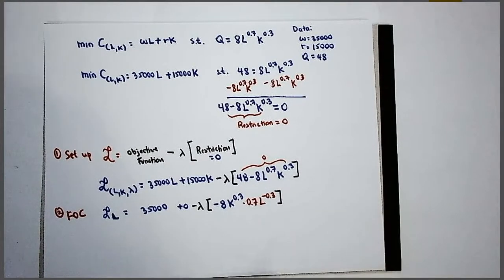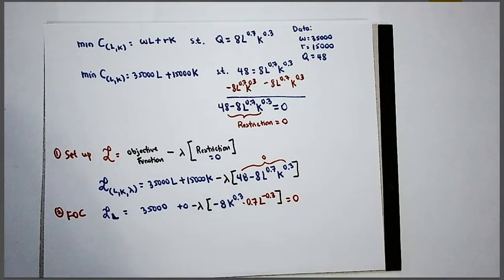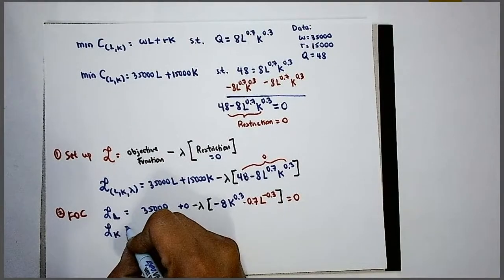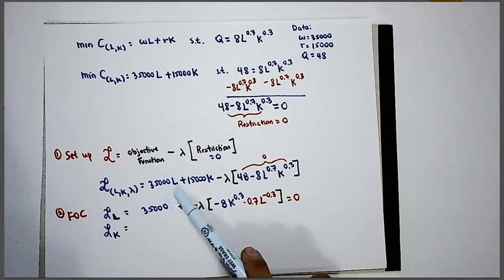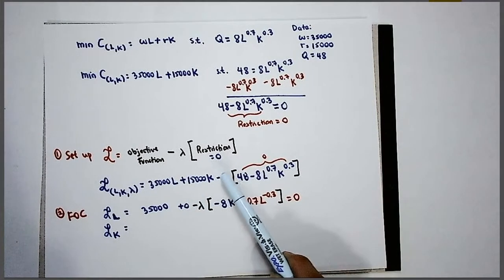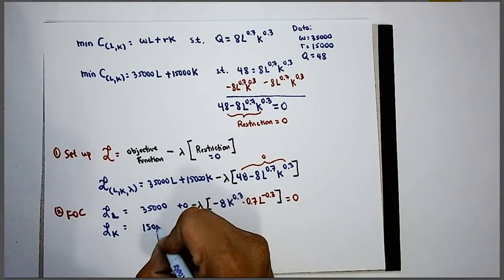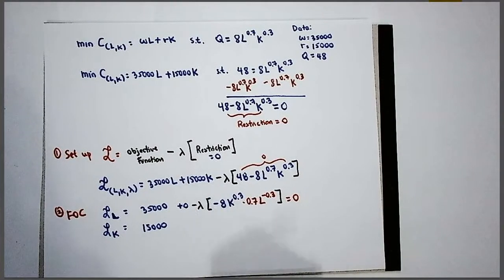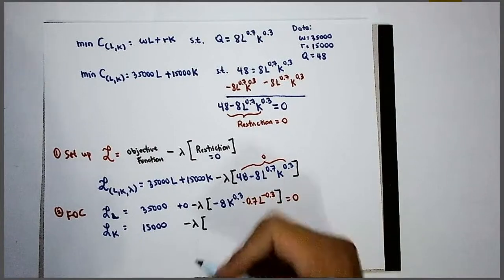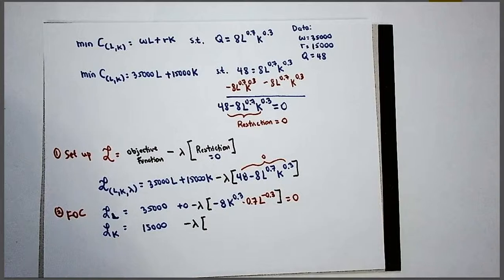And then we set all of this equal to 0. Then let's continue with the Lagrange with respect to capital. The first term, the derivative is equal to 0 because it does not contain K. For the second term, the derivative is 15,000 minus lambda times, again, the derivative of 48 with respect to K is 0.